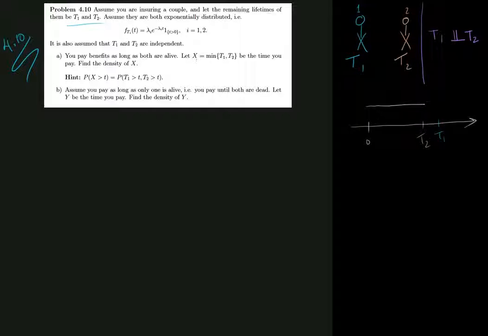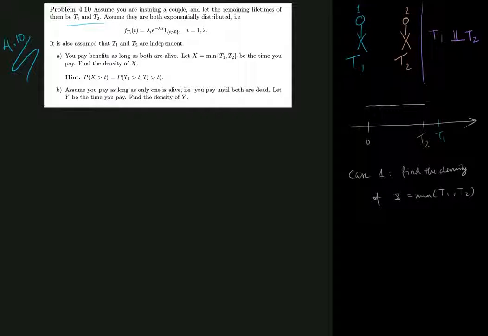So the way we model this is we say let X be the minimum of T1 and T2, right? Because if you pay as long as both are alive, then if T1 is the smallest value, then you pay for T1 years. And if T2 is the smallest value, so if number 2 dies first, then you pay for T2 years. So in case 1, find the density of X given as the minimum of T1 and T2.